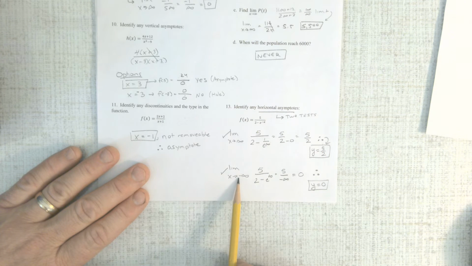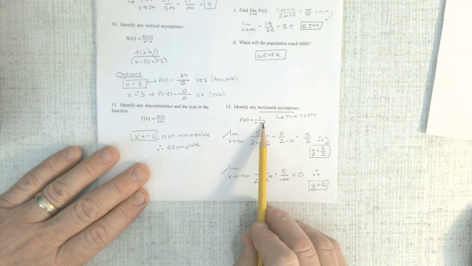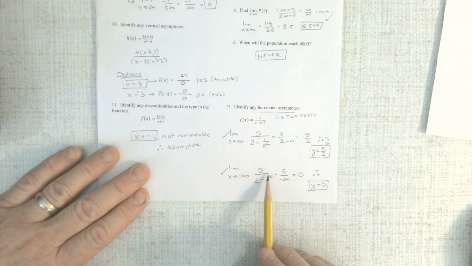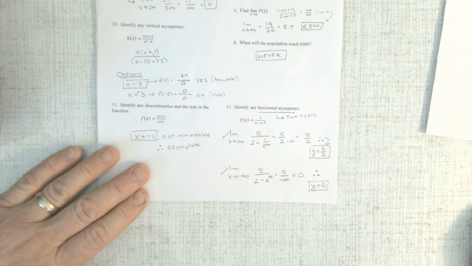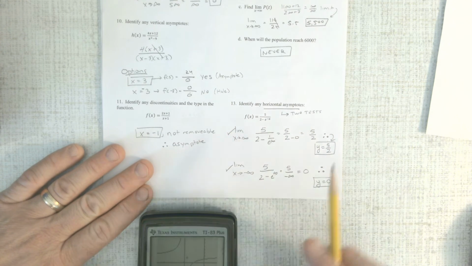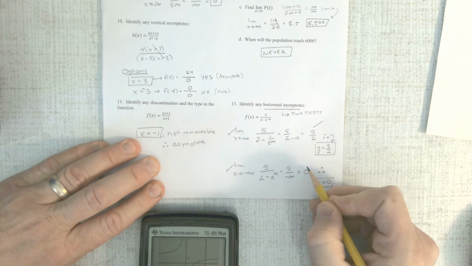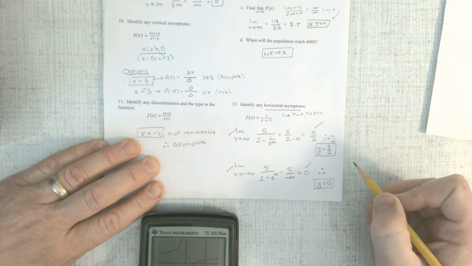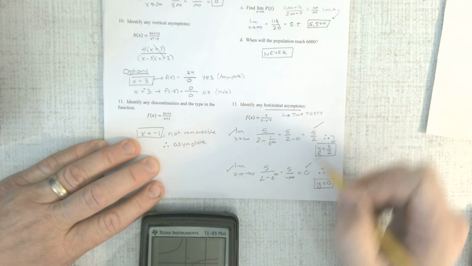Over here, plug in negative infinity. Well, negative makes it a positive. Well, that's infinity. 5 over infinity is 0. Those are your 2 asymptotes, because we have numbers here. If we have numbers, we have asymptotes. If we have infinity, we have nothing.